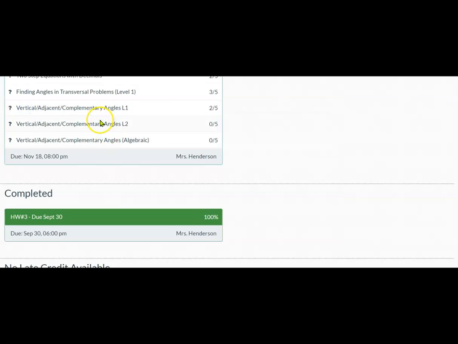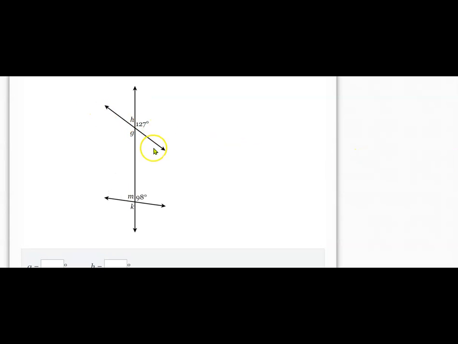All right, let's try the next lesson. Level 2, same topic. So there's two lines here, but they're not parallel. They are askew. So that means there are no corresponding, there are no alternate interior, there are no alternate exteriors. They are four separate angles. So this is a group of four. And all we know about this group of four is that these two items are vertical or equal, and these two items make a linear pair or supplementary.